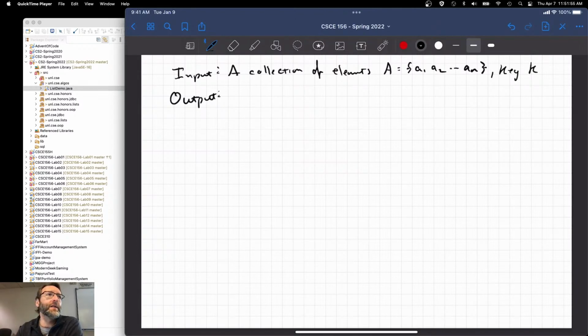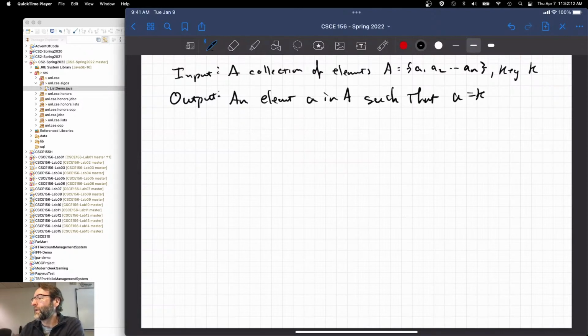Is that key an integer, a string, a double? I don't know, right? My output will be an element a in A such that a is equal to K. Right. What if I don't find any such element? That's perfectly possible. That's called an unsuccessful search. What should we output in that case?